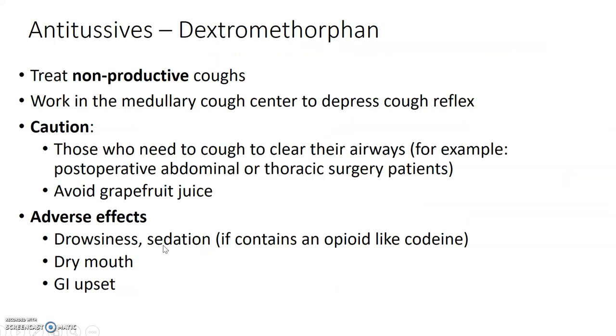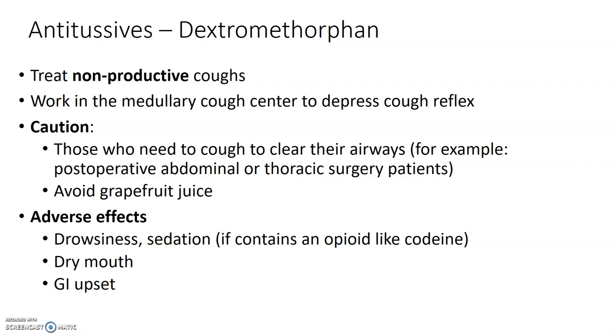The antitussive we have chosen is dextromethorphan. It is used to treat non-productive coughs, and it works in the medullary cough center to depress the cough reflex. Patients who need to cough to clear their airways should use these drugs with caution. For example, a postoperative patient who needs to clear their airway should probably not use an antitussive to impact their cough. Patients who take these drugs should avoid grapefruit juice as it interferes with the effectiveness of the drug.